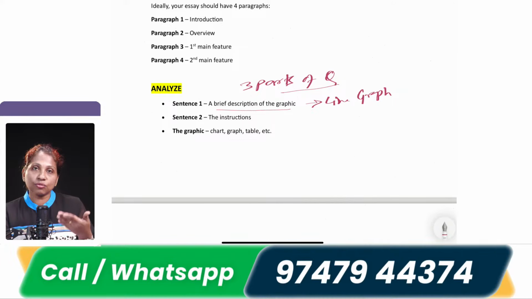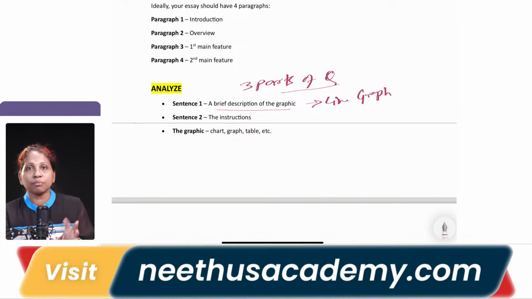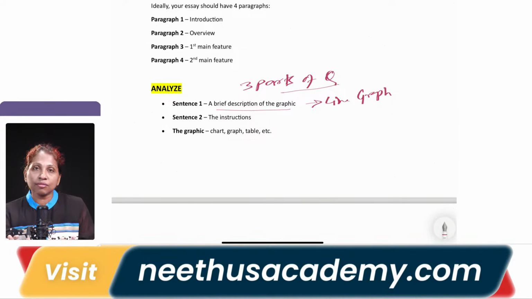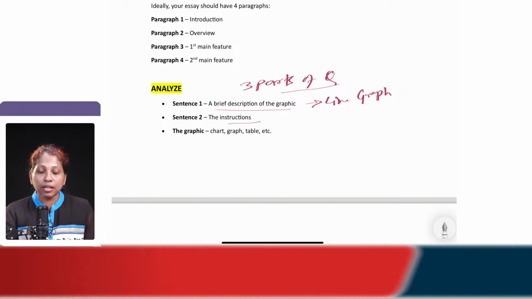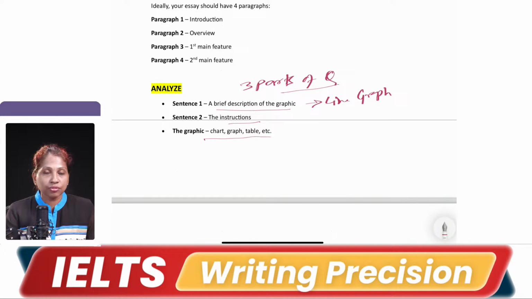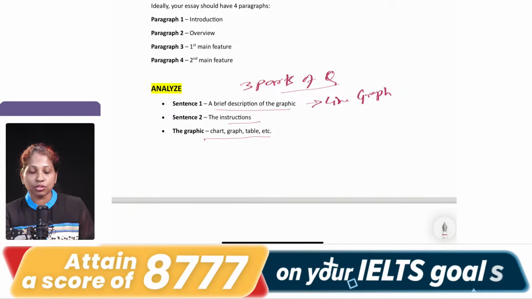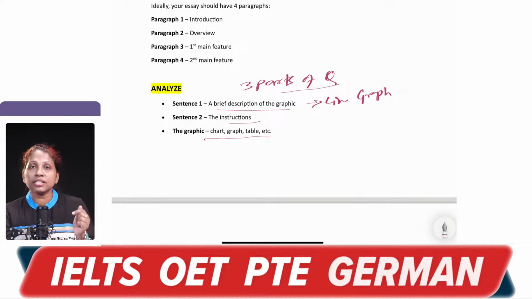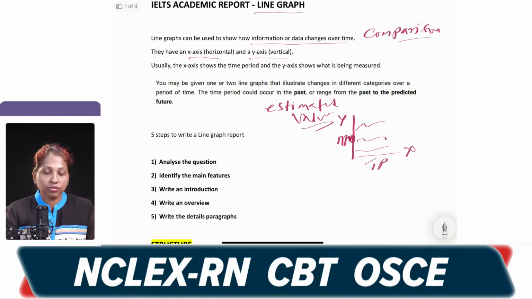The second sentence is an instruction for the candidate, what you have to do: summarize the information given, write the relevant features and comparisons wherever there are, in 150 words. That is the second part of the question. The third part is the diagram itself. In this case it is a line graph, but whatever the diagram is, it will be the third part of the question. So sentence 1 is a brief description of the graph, second is the instruction for the candidate, and third is the diagram itself. These are the parts of the question.